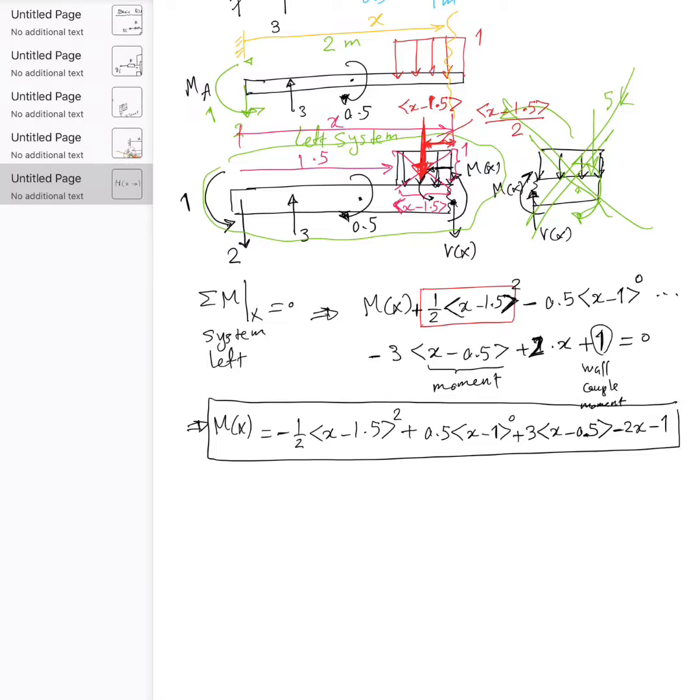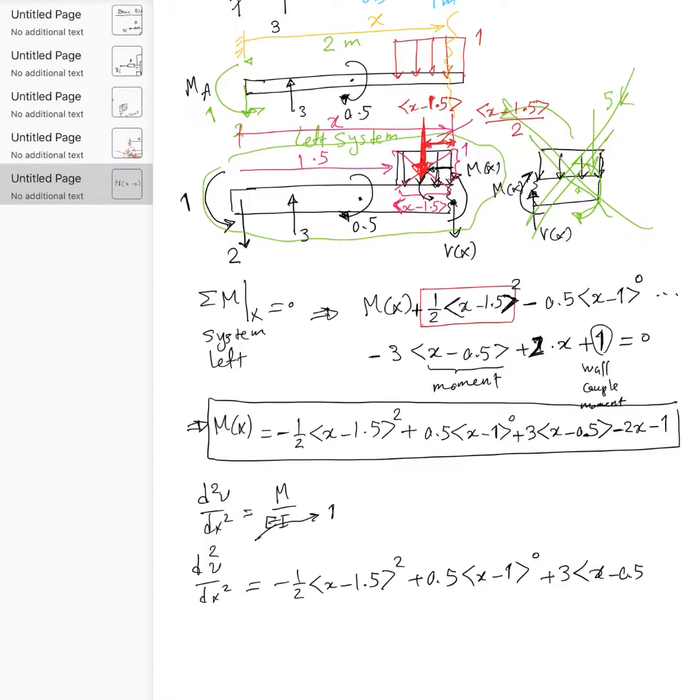It's a compact notation. Now let's say if I want to find deflection, well, all you do, you know that the second derivative is equal to M over EI. Now again, let's take EI equal to 1. Okay, so all you need to do is to double integrate this equation, plug in m of x, negative 2x plus negative 1.